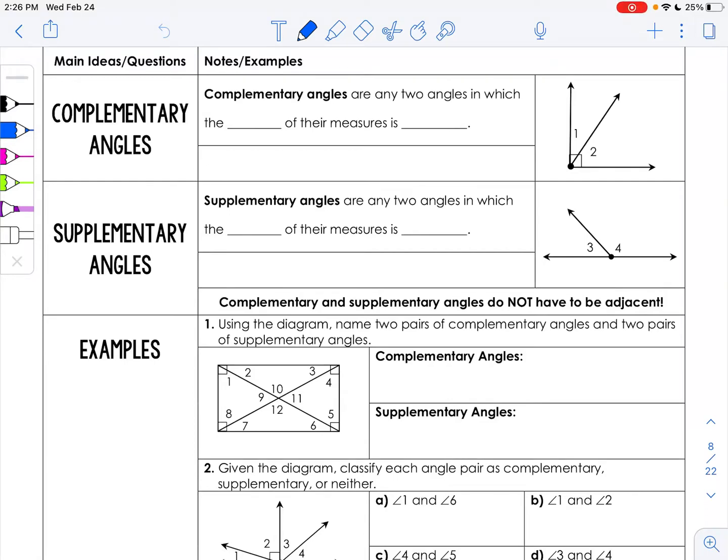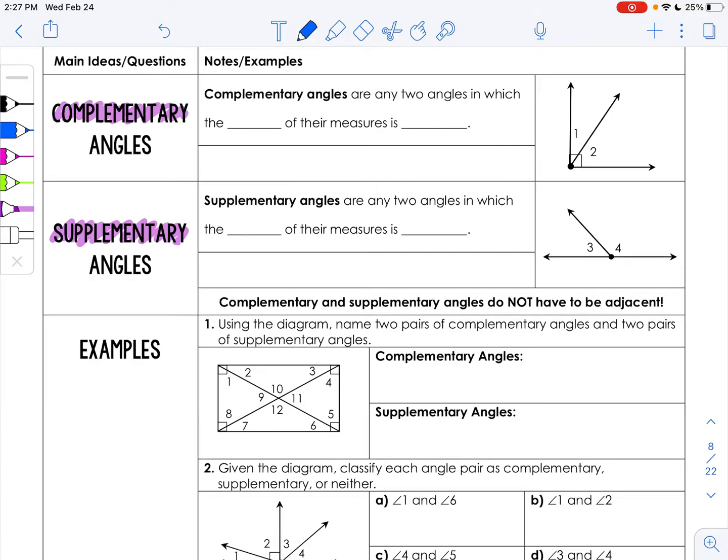In this lesson, we're going to continue talking about angles and talking about pairs of angles that help us find angle measures, such as adjacent and vertical angles. In this lesson, we're going to focus on complementary angles and supplementary angles. These are also angle pairs that help us find missing angle measures.